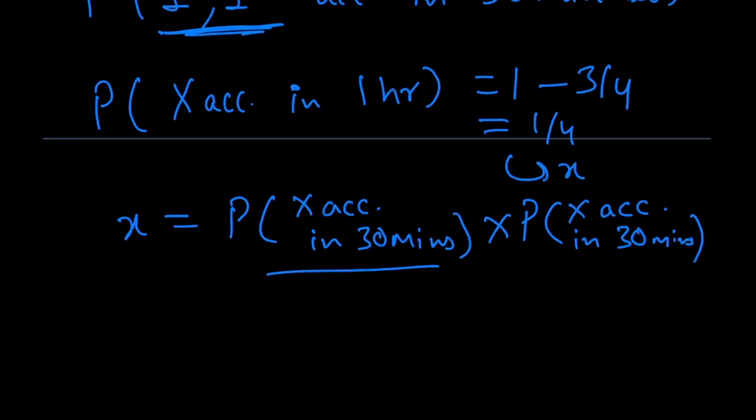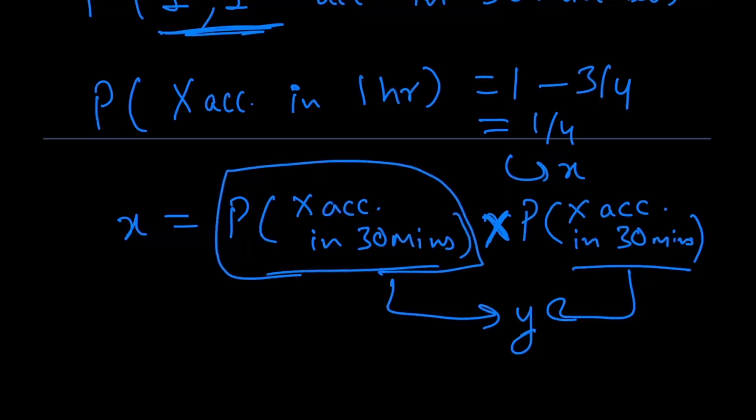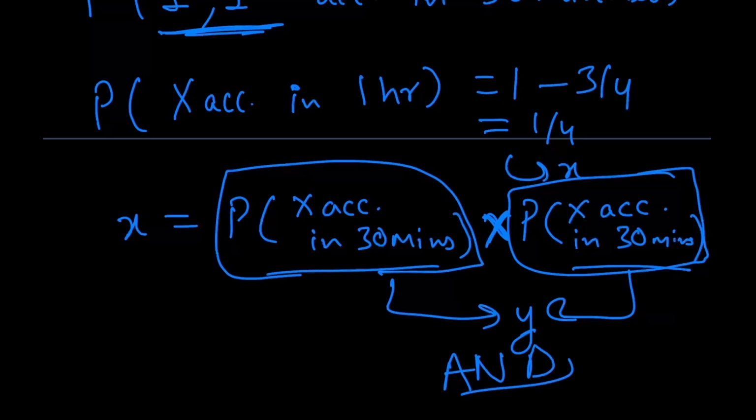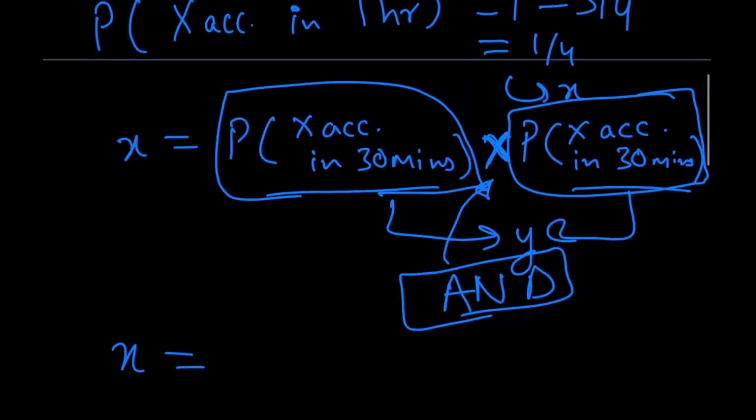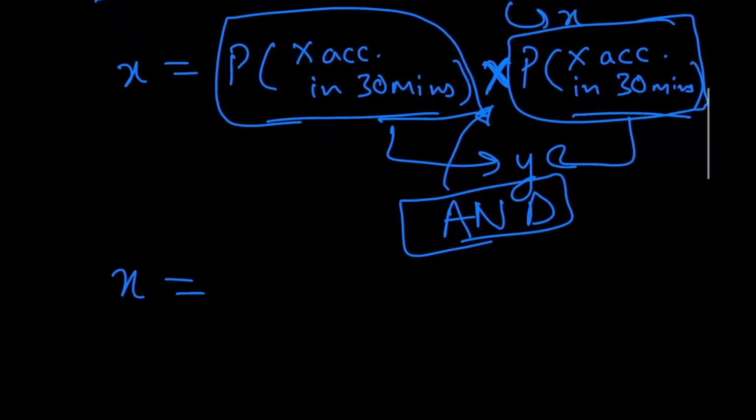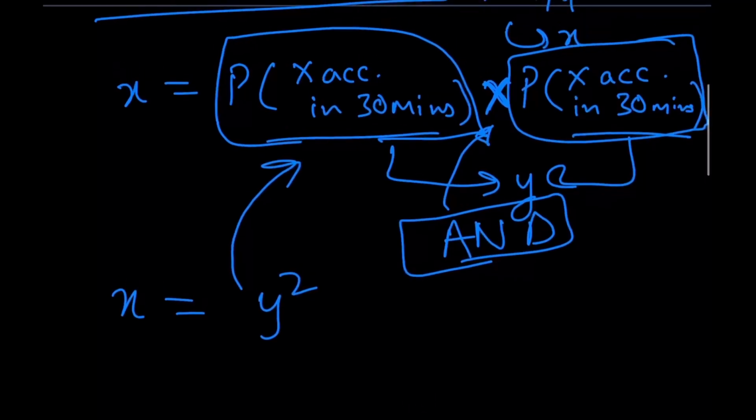Now, these two events, the first 30 minutes and the second 30 minutes, are basically identical. So that's why I've denoted them by the same value. Let's call that y. And there's a multiplication in between because this has to happen and this has to happen. So since we're ANDing both events, we multiply the probabilities. We write down all of this. The x, which is the probability that there's no accident in 1 hour, is y squared, where y is the probability that there's no accident in a 30-minute duration.